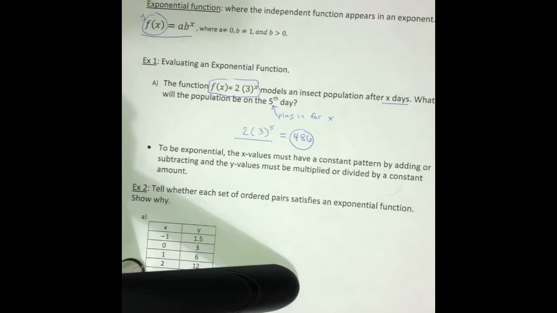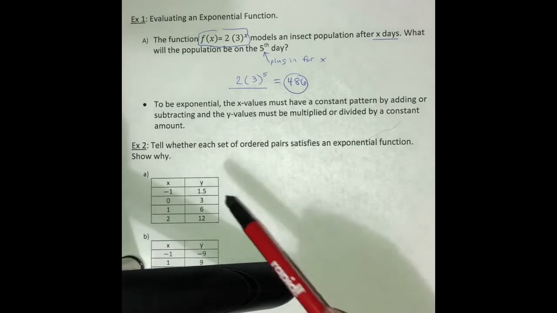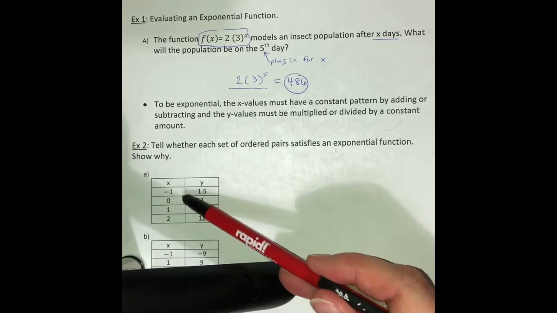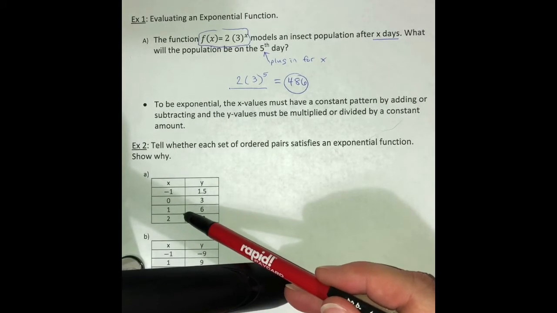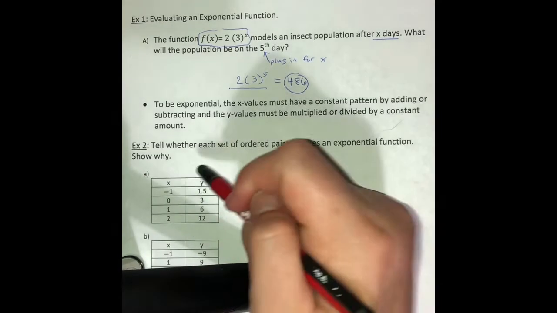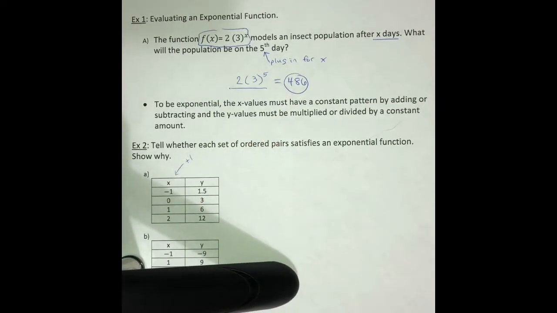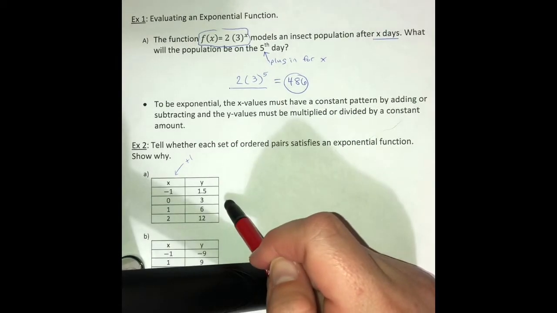Okay, so looking down here at example 2. So on A, if you look at your x values, they just have to have a pattern, and again, it's adding and subtracting for the x's. And if you notice, they are all adding 1 each time. Okay, but for the y values, it has to be multiplying or dividing.